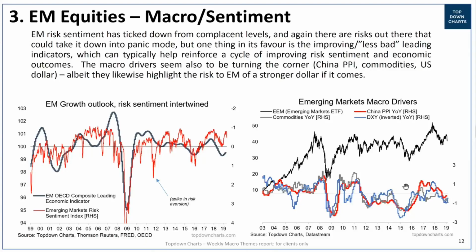But really, the key chart probably is this one here, and especially the blue line, which is the DXY US dollar index, and I'm showing it here year-on-year change inverted. Key point there: when the dollar gets stronger, it tends to be bad for emerging market equities. Now, some people will probably point out that the black line is emerging markets in USD terms, and obviously there's going to be a direct impact on the performance there just because of currency translation effects.